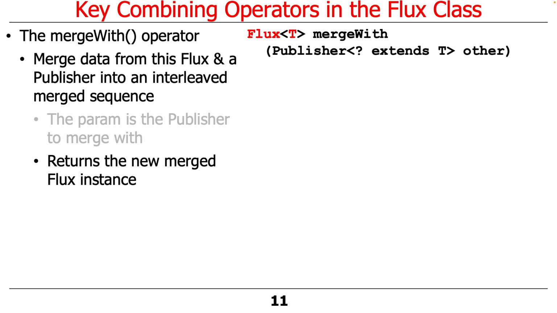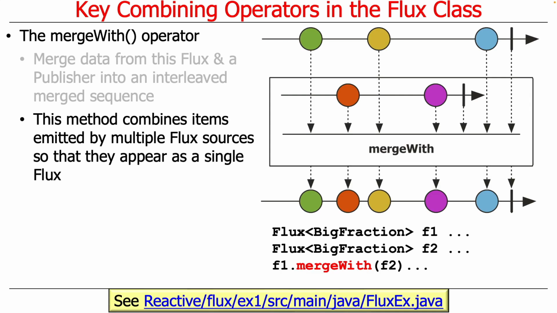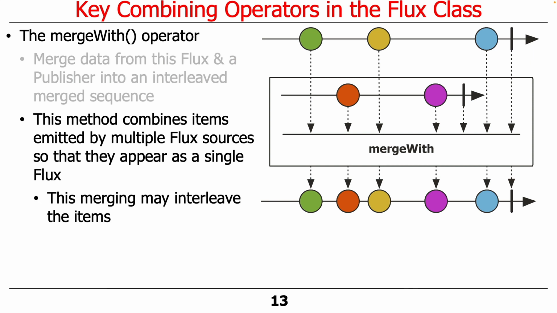So it takes all the stuff from the flux it's calling mergeWith and all the stuff that's emitted by this publisher, and it combines them together. So what you end up with is something that looks like a single flux, which is really the merger of 2 fluxes. So here's an example where we would have flux F1 initialized somehow, flux F2 initialized somehow, and then we say F1 mergeWith F2, and that'll return a new flux that's the merger of those other 2 fluxes.